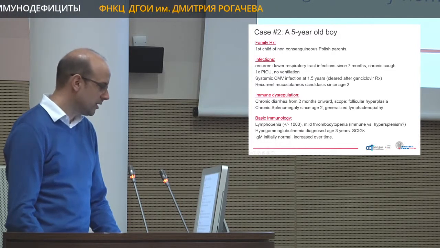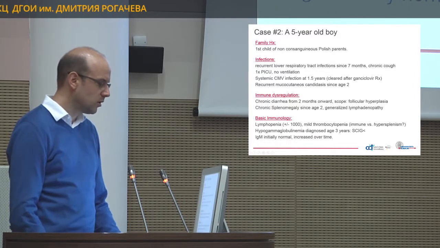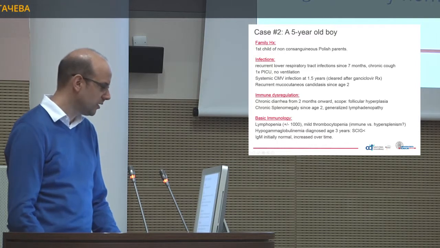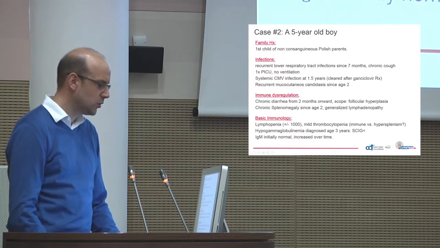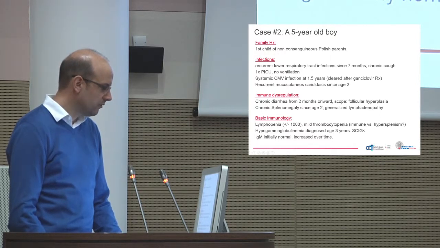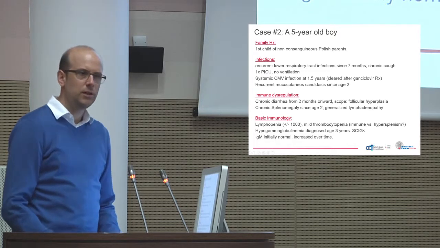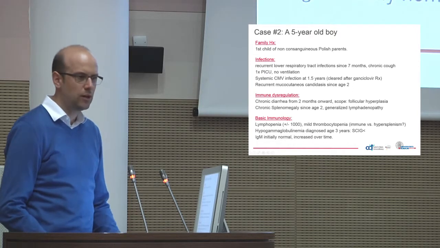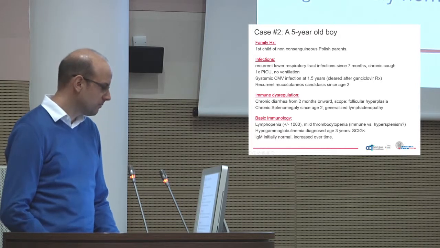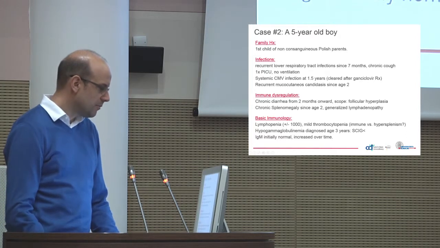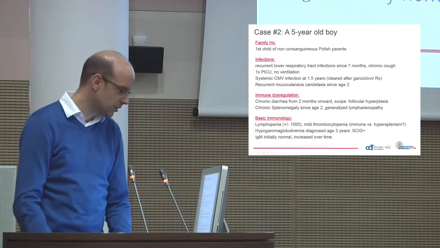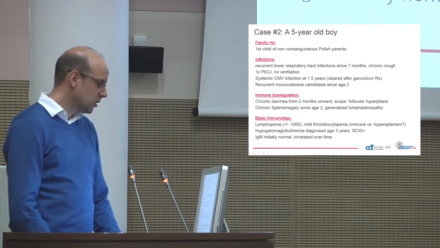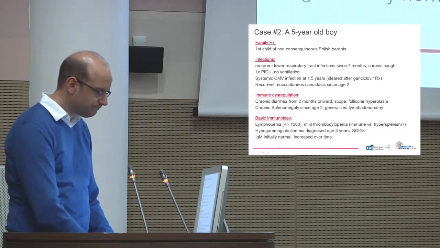There was chronic diarrhea from 2 months onward, and on scope, follicular hyperplasia was identified. He had chronic hepatosplenomegaly since age 2 and generalized lymphadenopathy. Again, this was a child with moderate lymphopenia. He had thrombocytopenia, difficult to tell whether this was autoimmune and/or due to hypersplenism. Also, this child had hypergammaglobulinemia. He was treated since age 3 with subcutaneous immunoglobulin. His IgM was initially normal but increased over time.